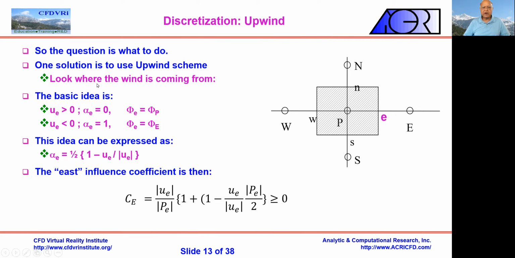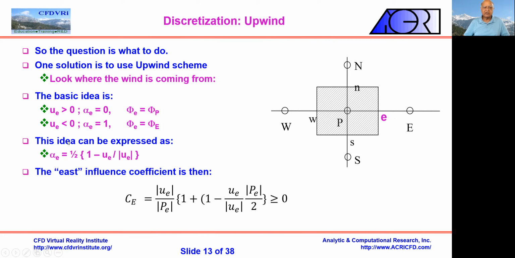So the basic idea of upwind is that if the velocity at this point is positive, flow is going out, then it's carrying the value P, therefore alpha is 0. If, on the other hand, velocity is negative, flow is coming in, then it's bringing the value of E into it, right? So alpha_E is 1. So this is the crux of the upwind.